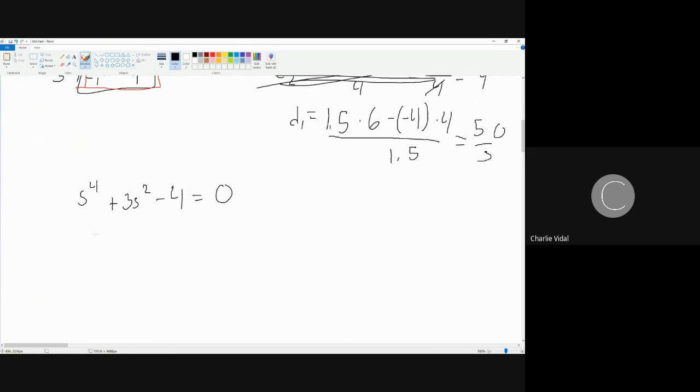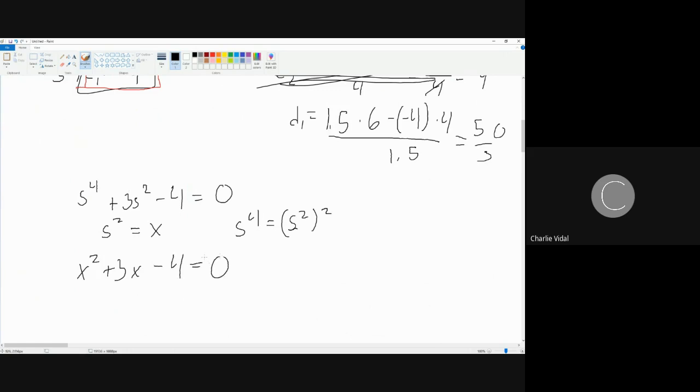To do this problem, he says to put s squared equal to x. So anytime you see s squared, it's going to be equal to x. Now, if you have s to the fourth, that's basically equal to s squared to the second. So over here, it's going to be x squared. This is going to be plus 3. And since you see s squared over here, it's going to be x minus 4 is equal to 0.